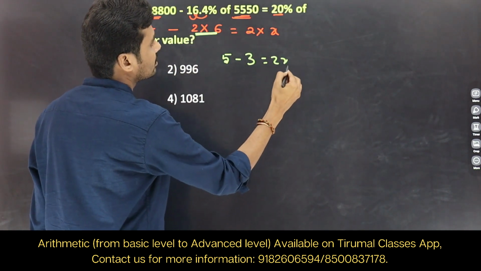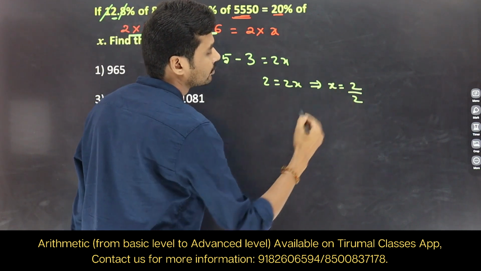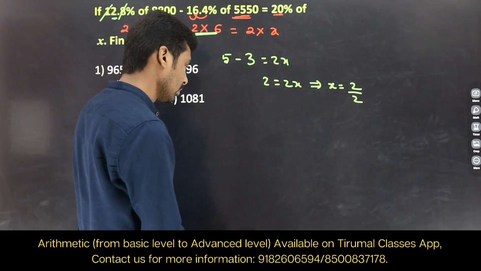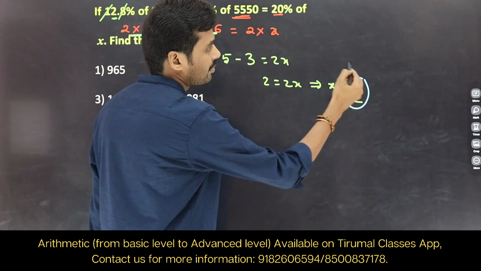3 is equal to 2x. So 2 is equal to 2x. Therefore, x value is equal to what? 2 by 2. Okay. X value is what? 2 by 2. Now what is the next step? The next step is, now it is in the form of x by y.